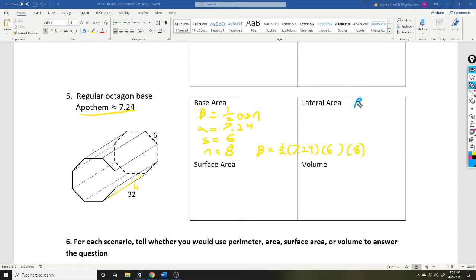Okay, then you're going to do perimeter of the base times the height. Perimeter, we just add up all the sides. And so all the sides are 6, so we add that up 8 times. 6 plus 6 plus 6 plus 6 plus 6 plus 6 plus 6 plus 6. And that's our perimeter.